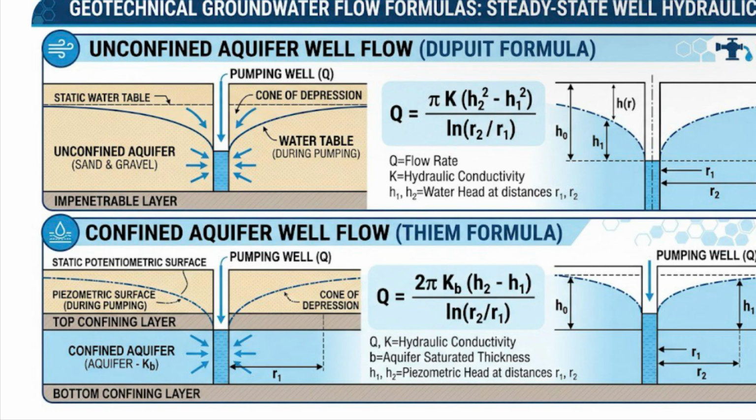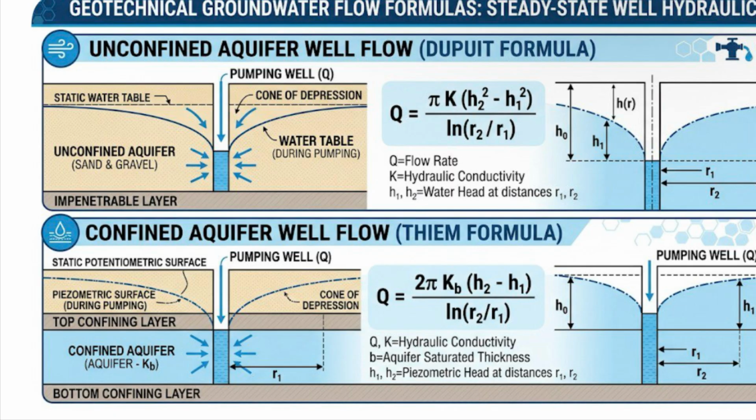In practice, these formulas are indispensable for site characterization. By monitoring the water levels in two observation wells, R1 and R2, while pumping at a constant rate Q, an engineer can back-calculate the hydraulic conductivity of the soil. This value is critical for predicting settlement, assessing slope stability, and designing effective drainage systems for infrastructure projects.